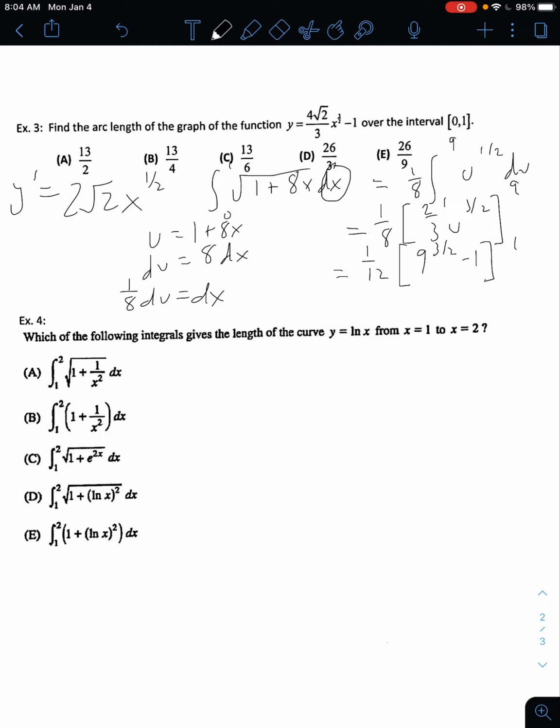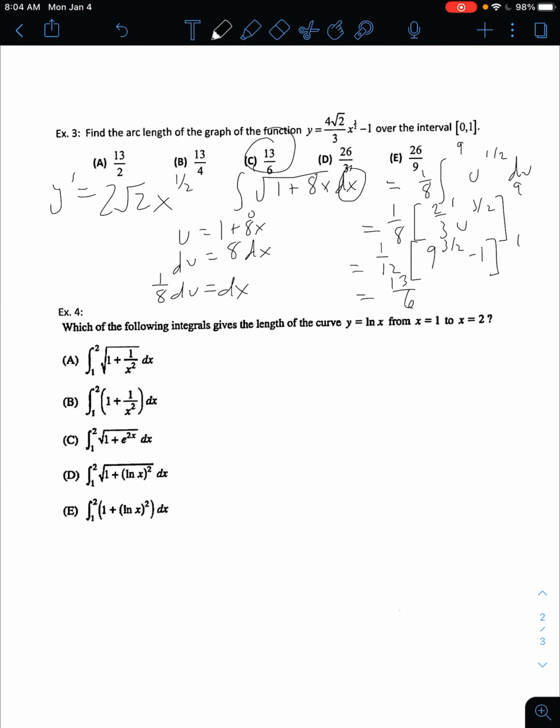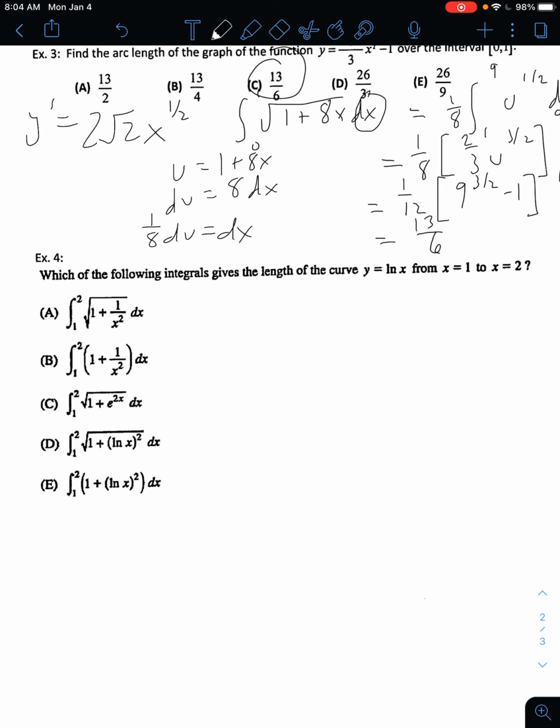Power over root. Remember, fraction exponents, power over root, which means we're taking the square root of 9 and then cubing it. So 3 cubed is 27. 27 minus 1 is 26. So we have 26/12 or 13/6. Just a little u substitution integration refresher. Like I said, most times these are just going to be set up or calculator, but I wanted to use this opportunity since it's been a while since we've done some u substitution.